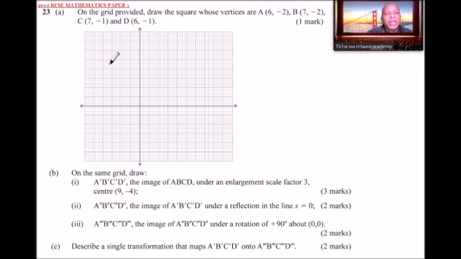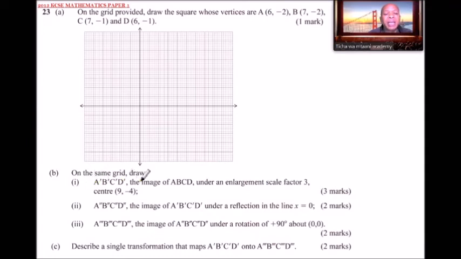Question number 23. A. On the grid provided, draw the square whose vertices are A (6, -2), B (7, -2), C (7, -1), and D (6, -1). So we have our grid here. You should be able to label your axes and plot the square given the vertices.